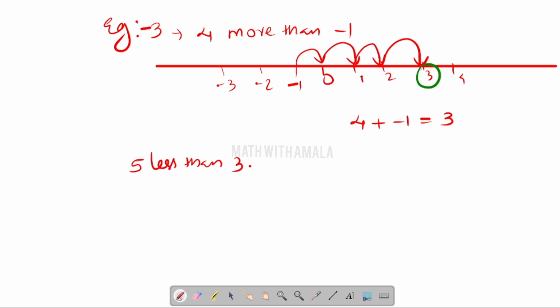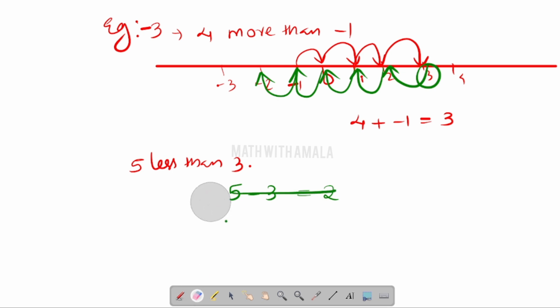Now, 5 less than 3. Take 3 and you have to move 5 steps towards the left of 3. That is 3 minus 5. You will reach minus 2. Done.